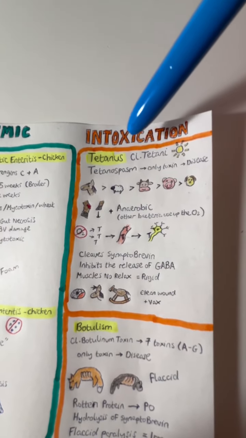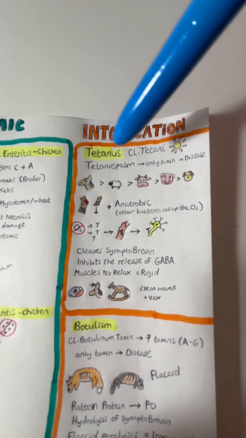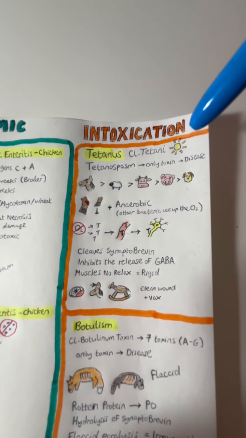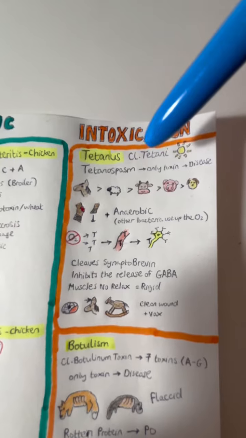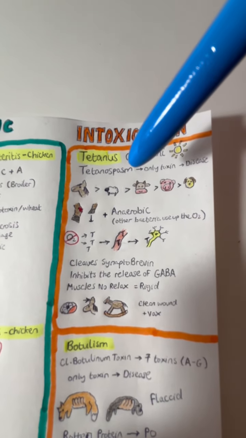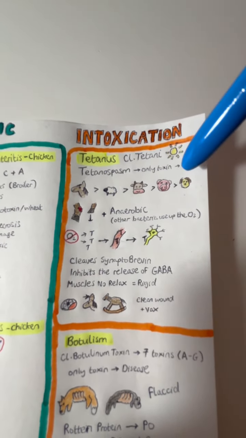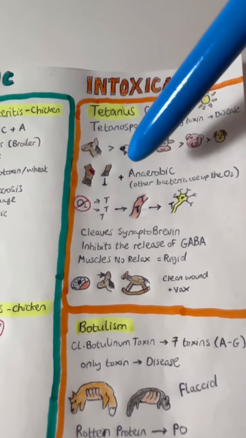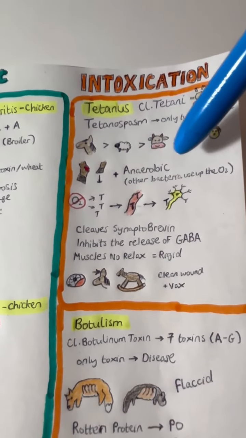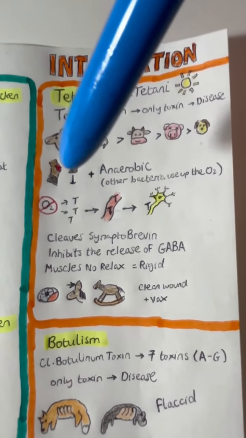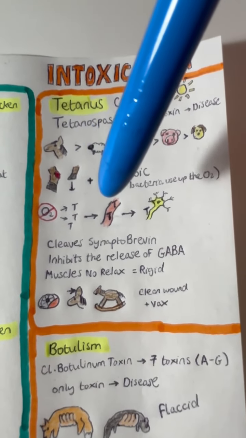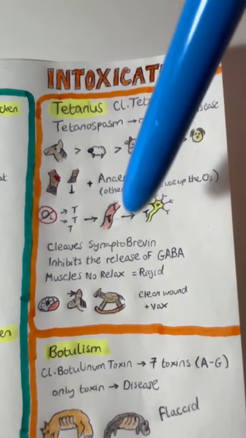The next grouping is intoxication. Tetanus is caused by Clostridium tetani. The toxin is tetanospasmin. This is the only factor in the disease. The bacteria does not play a role in the disease, only the toxin. Horses are most susceptible, then small ruminants, then cattle, and then swine and carnivores are least susceptible. It occurs when there are wounds or a nail puncture, and then when anaerobic conditions occur due to other bacteria using up the oxygen, the Clostridium tetani bacteria will germinate and produce tetanospasmin, and then tetanospasmin will get into the bloodstream and then head retrogradely up the neurons.